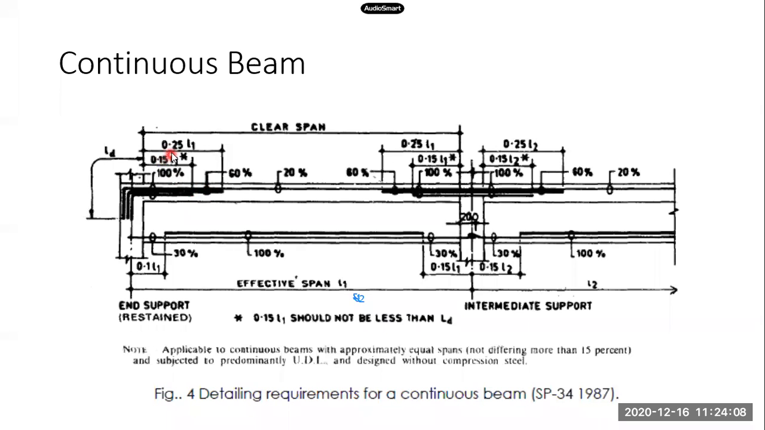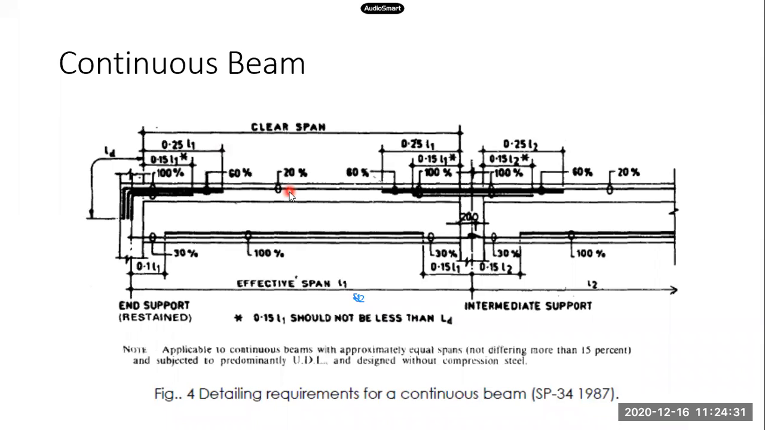The second curtailment point will be 0.25 L1. Okay, 0.25 L1. So after this second curtailment point, how much should be available? 20% should be available. That is, I can curtail 80% over here. After 0.25 L1, I can curtail 80%. 20% of this top reinforcement, what is required at the support, should be available here.